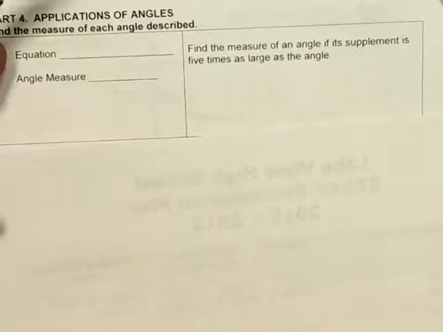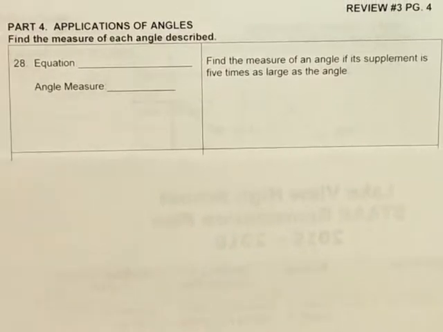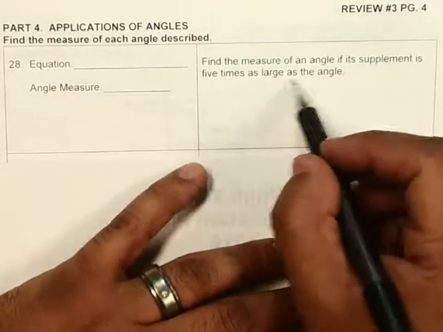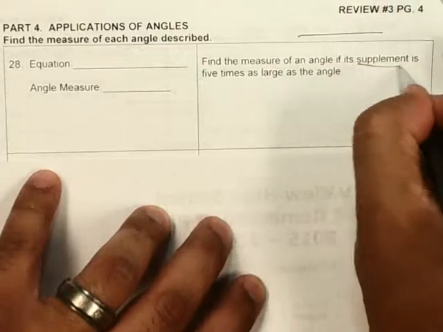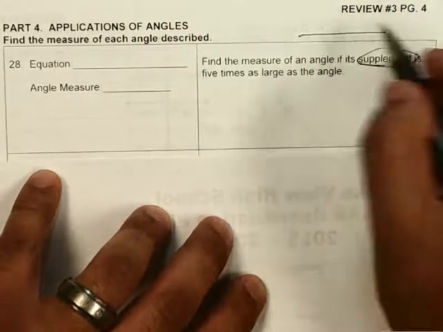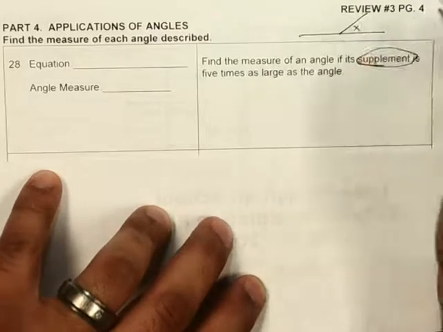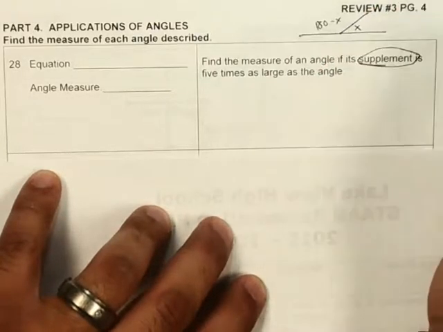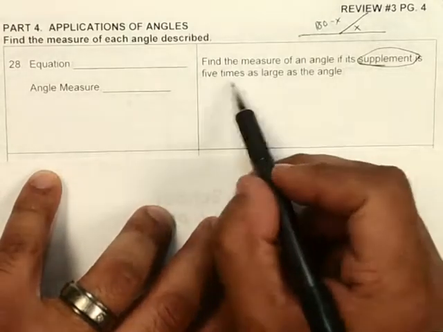All right, let's look at this next section, part 4, page 4, problem number 28. We're looking at find the measurement of the angle if its supplement is 5 times as large as the angle. Let me figure out what this is, because the supplement has to add up to 180. So if I let one angle be x, in order to find the supplement of that angle, I'm going to do 180 minus x.